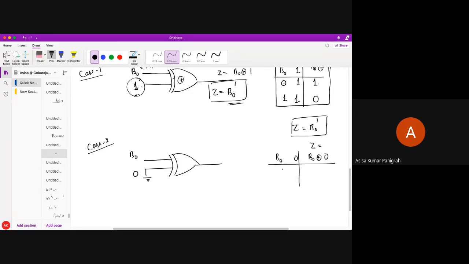So what output will I get here? Either B0 is 0 or 1 and the other input will be 0. So 0 and 0 gives me 0. 1 and 0 gives me 1. So what do you understand from this? Can I say that Z is nothing else but my B0? Here, if another input is fixed at 0, I am getting Z equal to B0. So can I use these two concepts in my adder subtractor circuit, students? Yes, obviously yes. The answer is obviously yes.